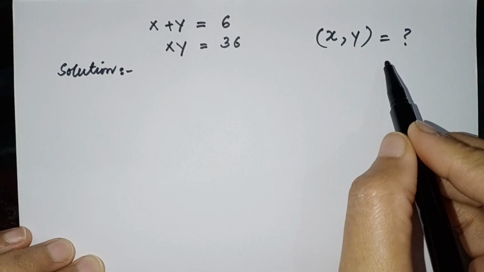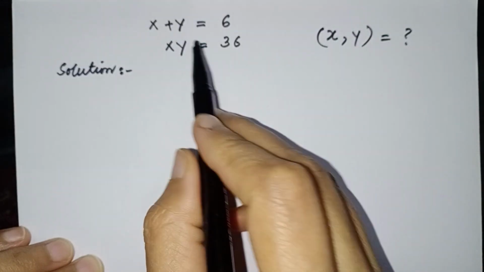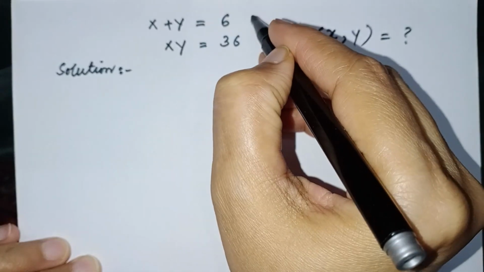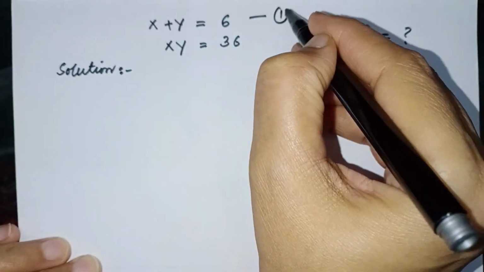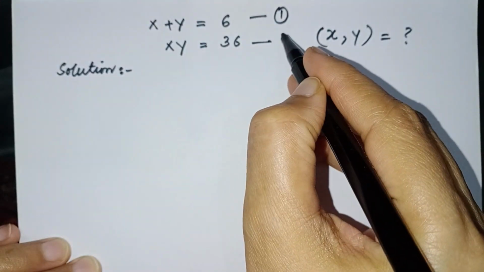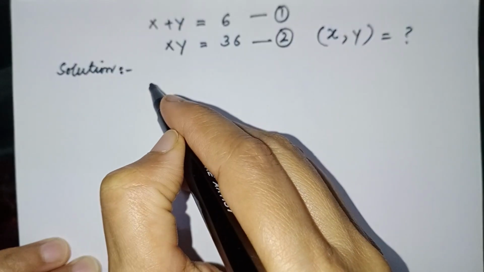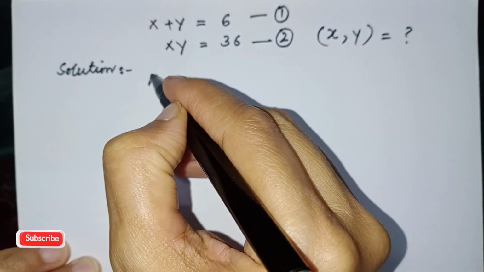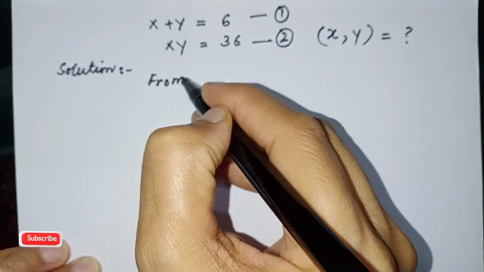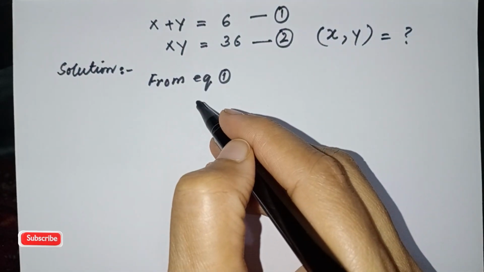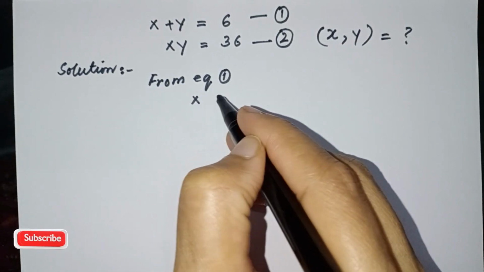To solve the question x plus y is equal to 6 and product xy is equal to 36, we need to calculate the value of x and y. We will give names to these equations, equation 1 and equation 2. So we will write equation 1 in terms of y. From equation 1, we will write this equation in terms of y.